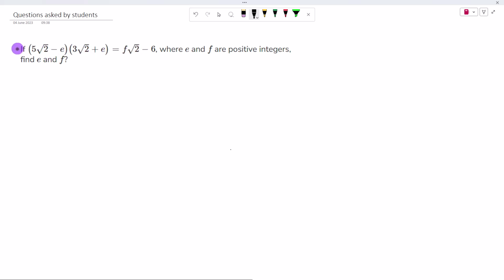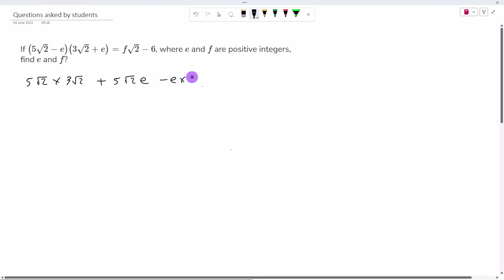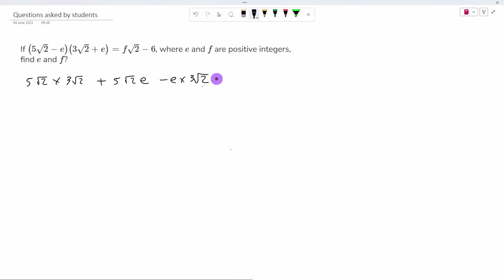So the starting point is to multiply out this bracket here. So we'll do 5 root 2 times 3 root 2. And then we'll do the 5 root 2 times the e. Then we'll do minus e times 3 root 2. And then we've got minus e times plus e, which is minus e squared. And that's all going to equal f root 2 minus 6.